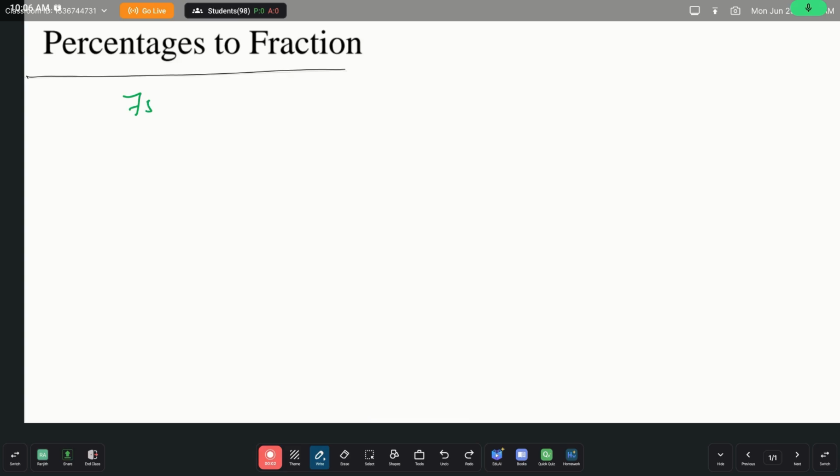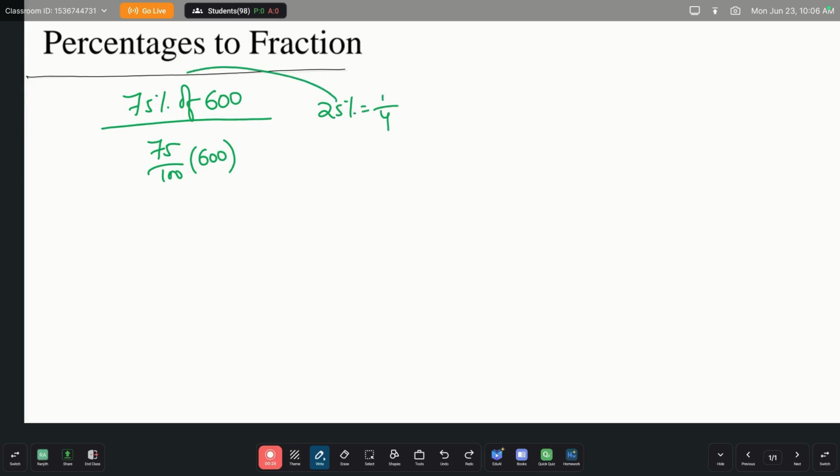Next, 75% of 600. So what is the value of 75% of 600? 75 by 100 into 600. Or else, 25 percentage is equal to 1 by 4. In 25 times 3, 75 will be equal to 3 times. We can write 3 by 4 times of 600.